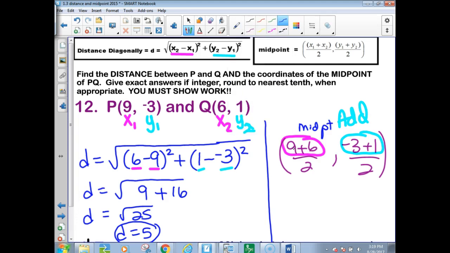Okay, so first I'm going to add my x's, 9 and 6, and that's going to give me 15. And then hit 15 divided by 2, and you'll get the x part of the midpoint. Okay, 7.5. I add my y's. Negative 3 plus 1 is negative 2. And when I divide that by 2, I get negative 1.